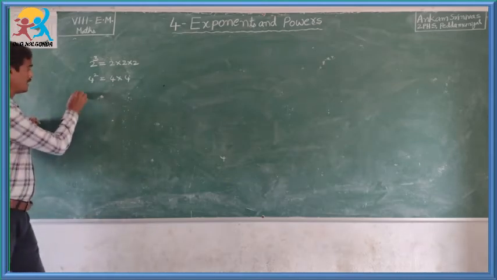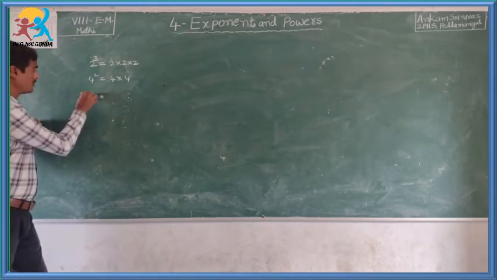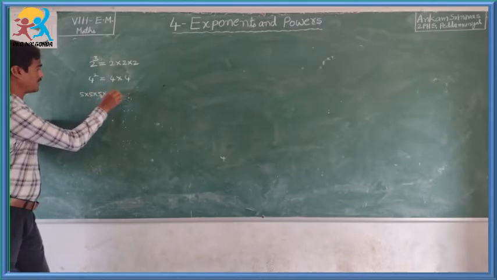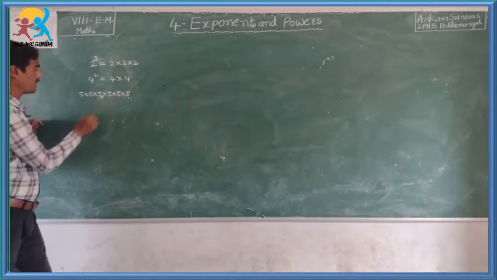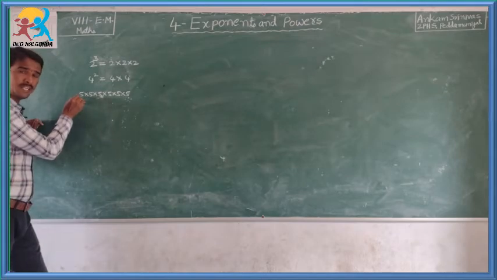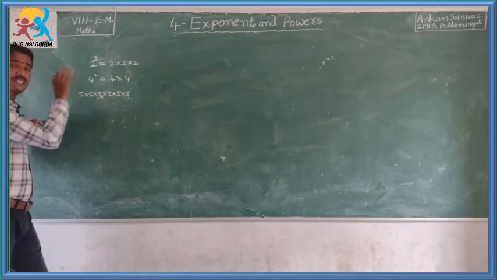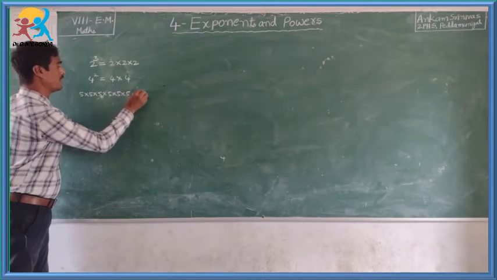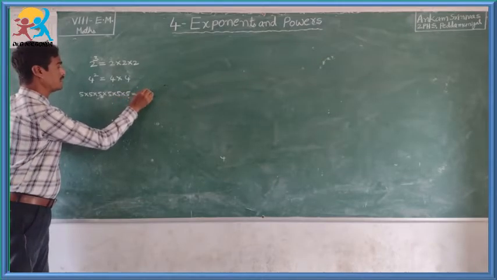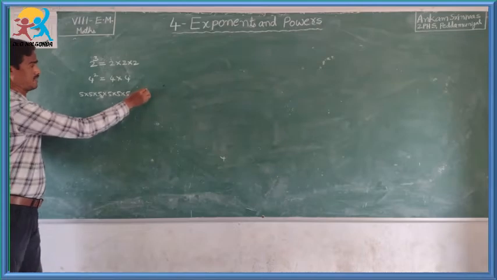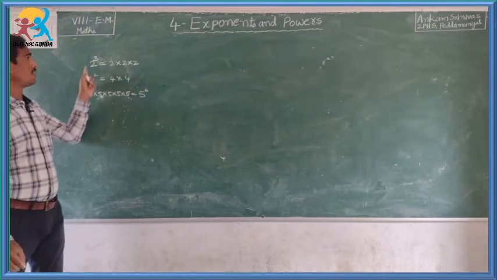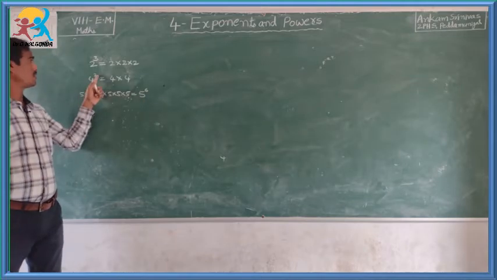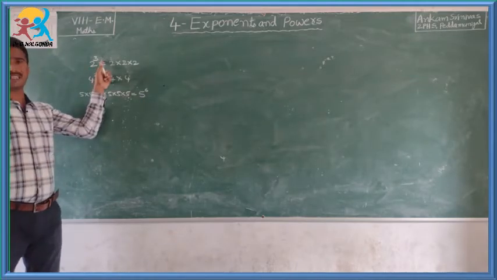How to write 5 into 5 into 5 into 5 into 5 into 5? How many times is it multiplied? 5 is multiplied by itself 6 times. So this we have to represent as 5 power 6. These are called the powers: 5 power 6, 4 power 2, a power 3.